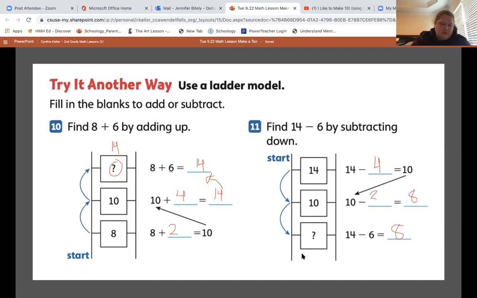Okay, just so you know, there are two ladder models. How are they the same? Well, we're climbing up in one, and then we got to climb down. So when you climb up, you're adding, and when you climb down, you're subtracting. You're taking away. Think of it: if you're up at the top, you're going to take away steps going down, right? And if you're at the bottom and you want to get up, you're going to have to add on, right? So that's the way we can think of it in our head.